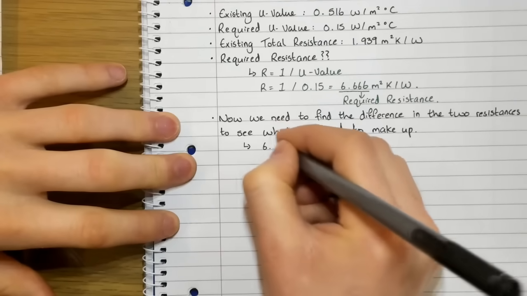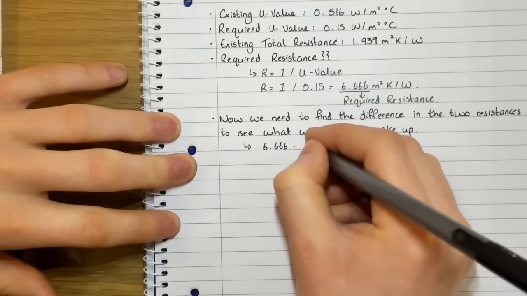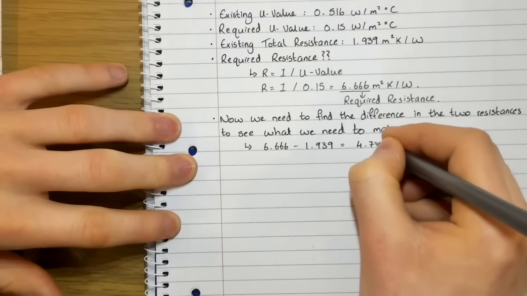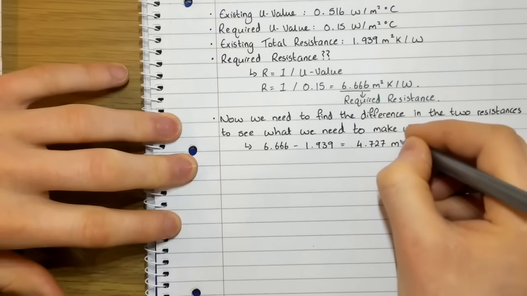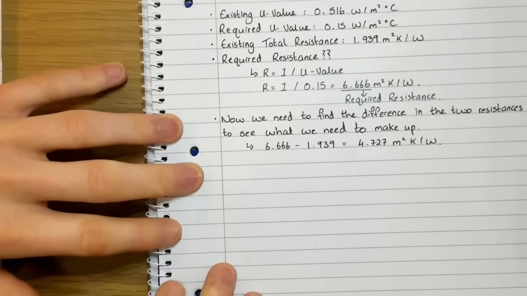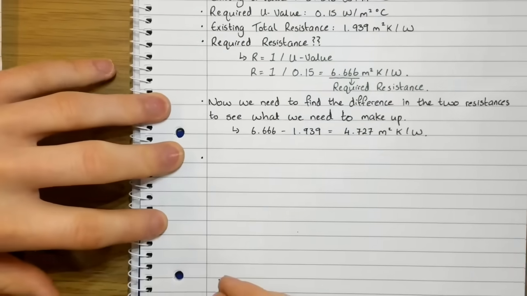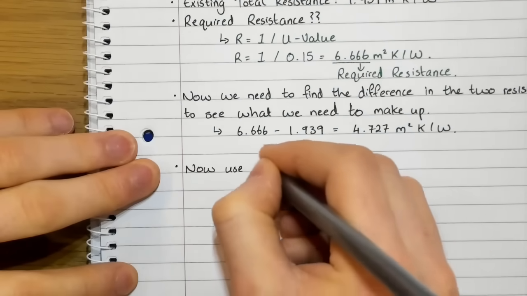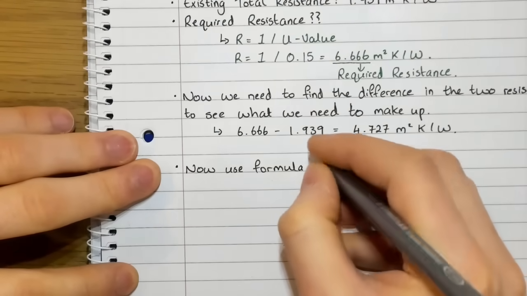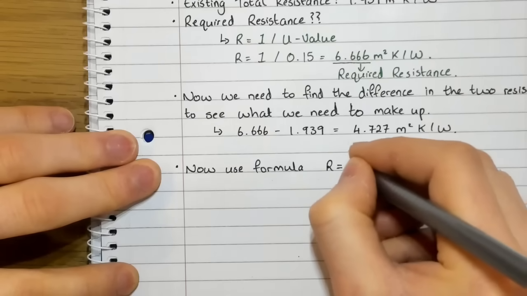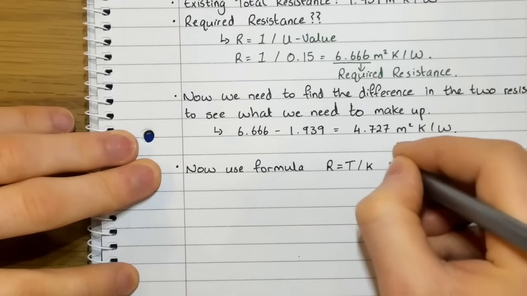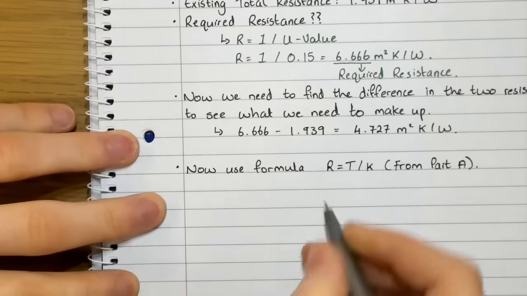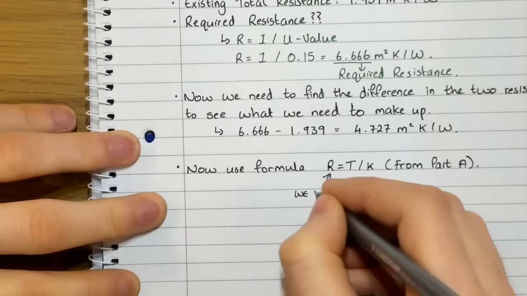So the information we have now, we have our new U value, what it needs to be, 0.15, and we have the difference in resistance that we need to make up by installing this insulation. Now all we need to find out is the thickness of the insulation. In order to do that, we can use the following formula. So this is the formula that we use in part A, or one of them at least. R for resistance equals thickness divided by conductivity.